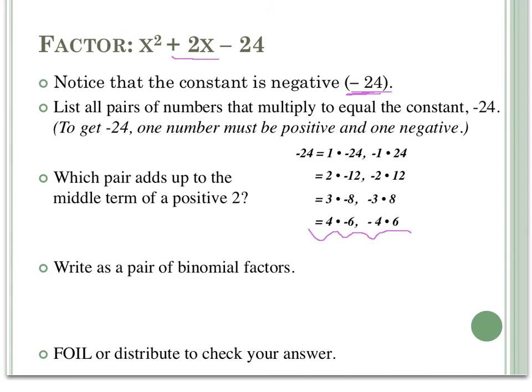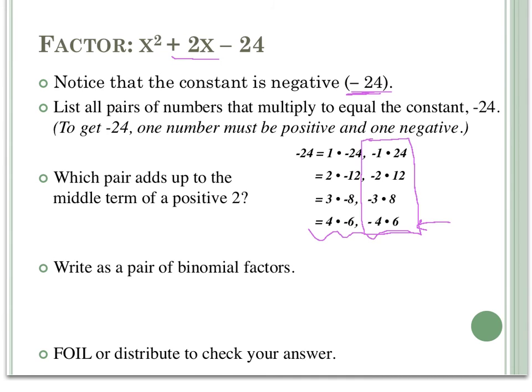In this case, that is my second set here. So we're namely going to be looking at that second set where the larger of the 2 factors is positive. So which pair adds up to the middle term of a positive 2? That would be 6 and negative 4.